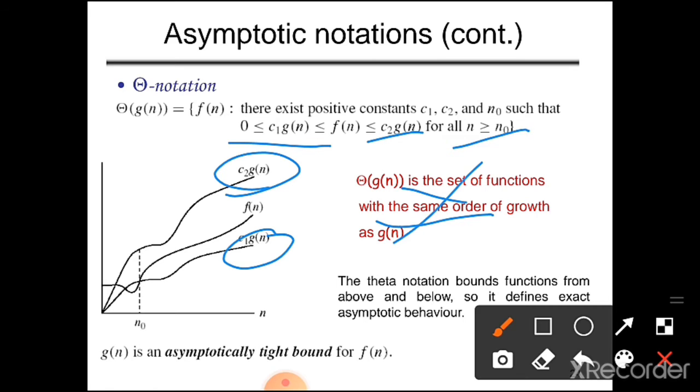So c1 and c2 are both constant values and n0 is the threshold for all values n greater than n0. Here is n0. After that, the values of f of n are sandwiched between c1 g of n and c2 g of n. So theta notation bounds functions from above and below. So it defines exact asymptotic behavior. So g of n is an asymptotically tight bound for f of n.